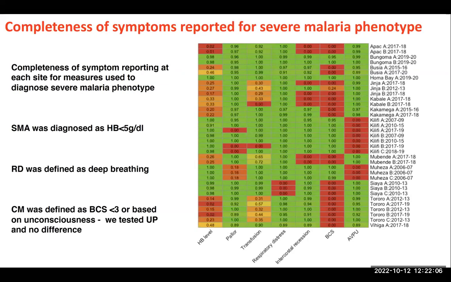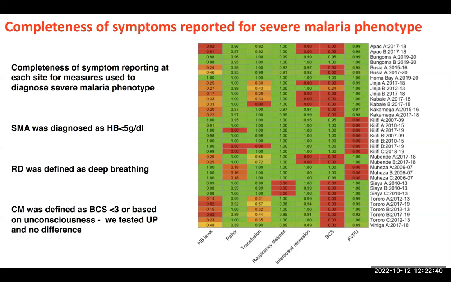So this slide is on the completeness of symptoms reporting for severe malaria phenotypes. And across sites, as you can see from this heat map, symptoms were not systematically recorded. So on the x-axis, we have the symptoms, and on the y-axis, we have the sites. And the green hits indicate close to 100% reporting, and the red hits indicate close to 0% reporting of any specific symptom. And the numbers that you can see here are the actual reporting coverages for each site.